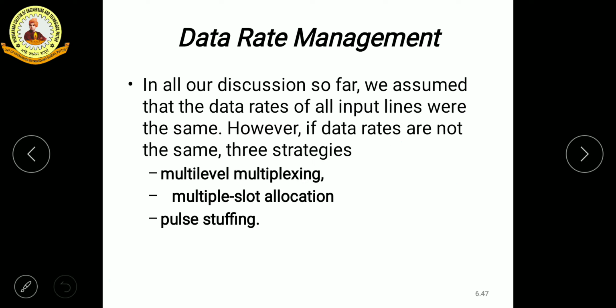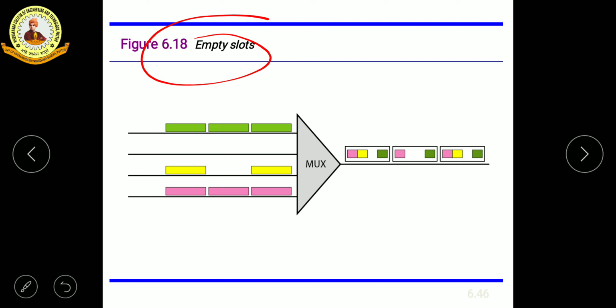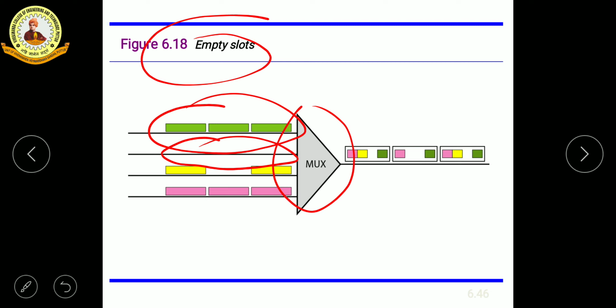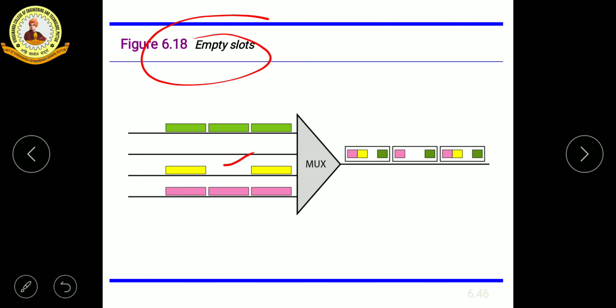concept, empty slots. What do you mean by empty slots? Observe the figure here. We have a mux, we have some data sent from source A, we have no data sent from source B. Why does this happen? We have some data sent from source C, but this slot is empty. We have full data to be sent from the last source. See what happens if we have empty slots.